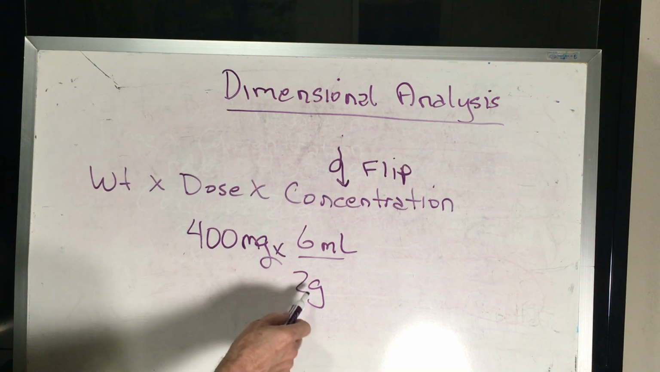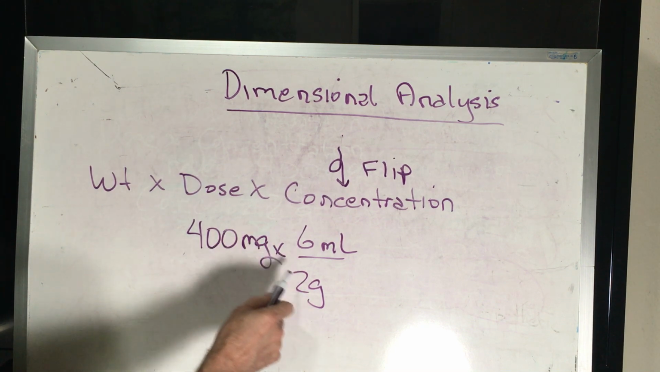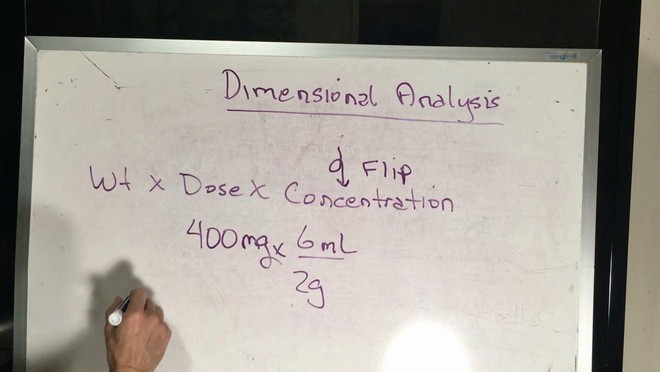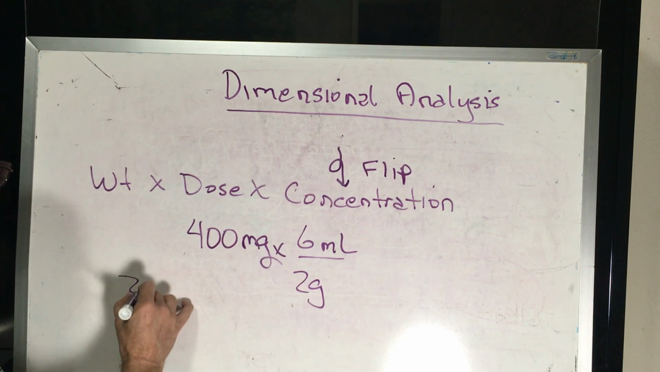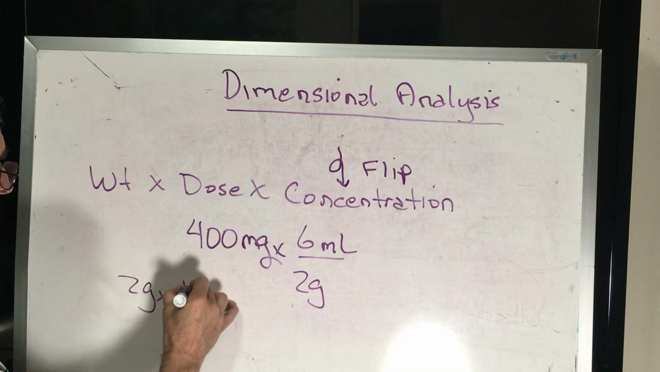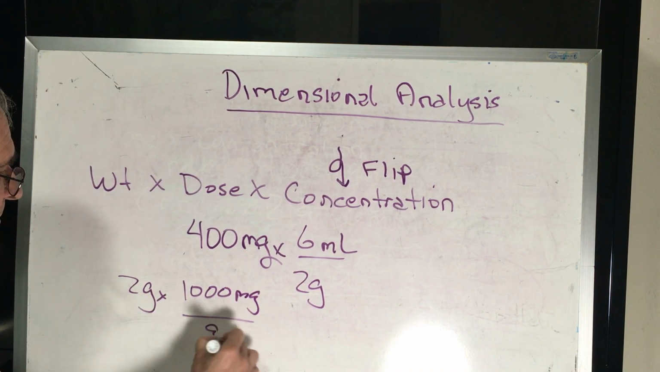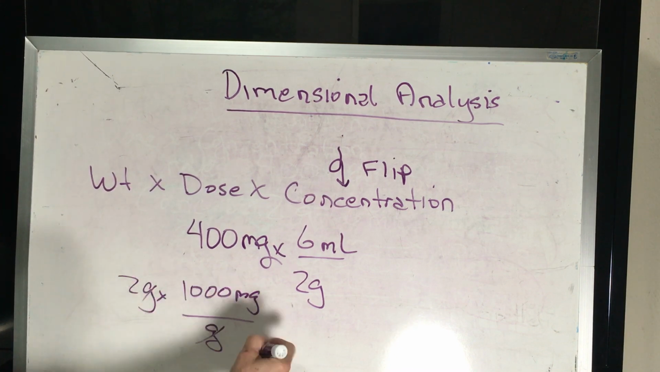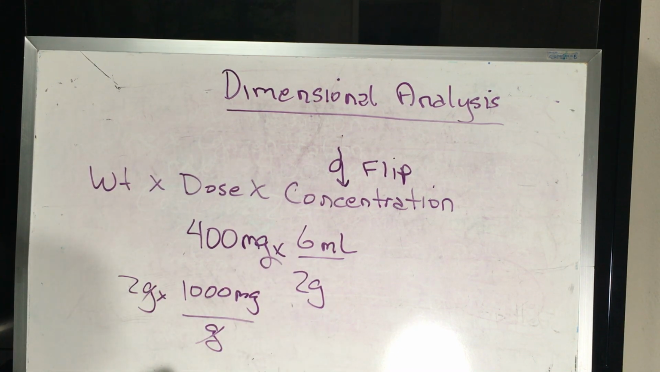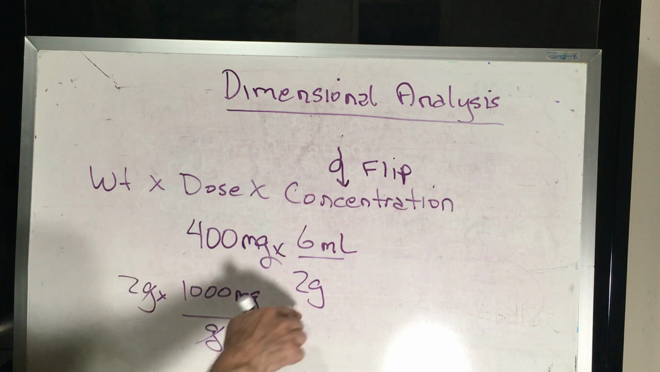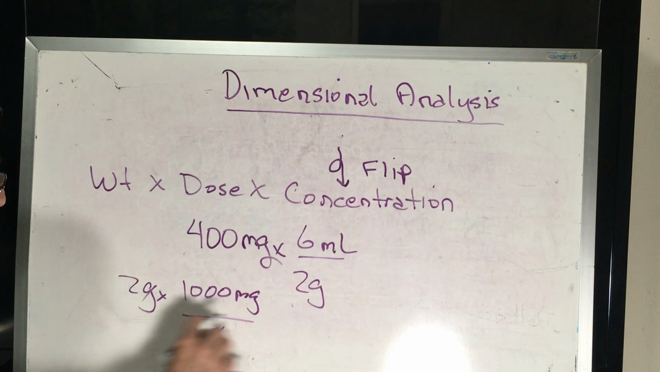But I do know that there are 1,000 milligrams in a gram. So I can look at this and I can say 2 grams times 1,000 milligrams per gram is going to be equal to 2,000 milligrams. Okay? So I'm going to substitute that 2 grams for 2,000 milligrams.